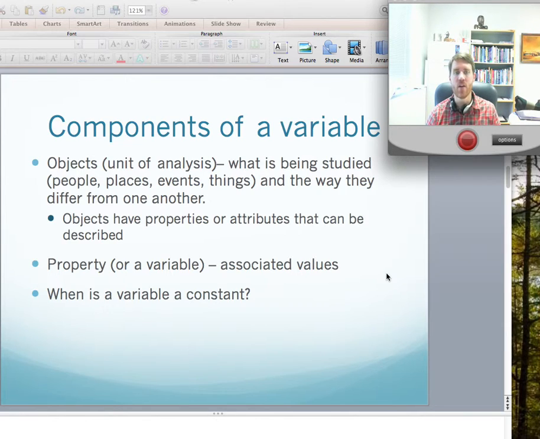But a variable is constant when there is only one property of that variable. In the literature, or in the text, a constant is when there's no way to measure it in a different way, so it's not mutually exclusive and it's not exhaustive, then it's a constant.